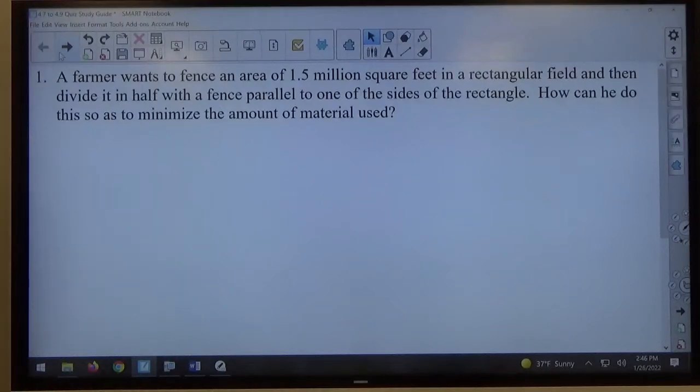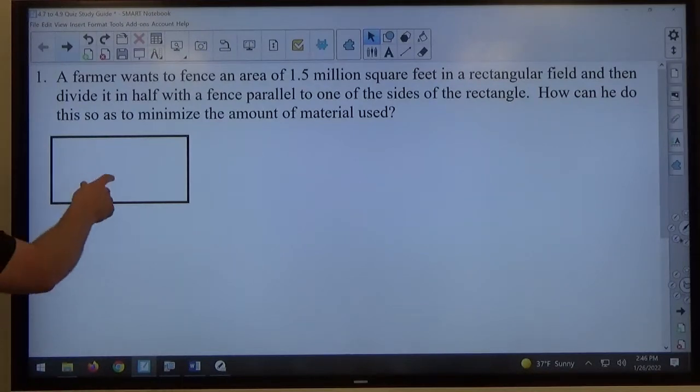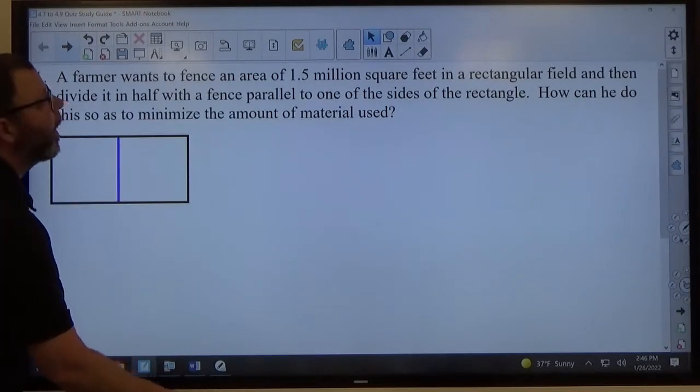So number one, a farmer wants to fence in an area of 1.5 million square feet in a rectangular field. So we start with a rectangular field and then divide it in half with a fence parallel to one of the sides of the rectangle. So we'll divide it in half. There we go. So that's what we're going with.